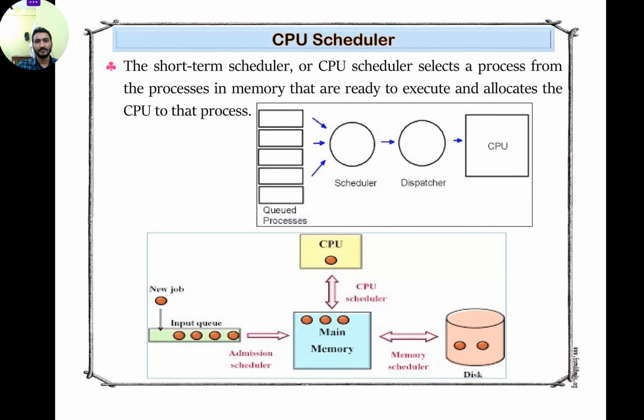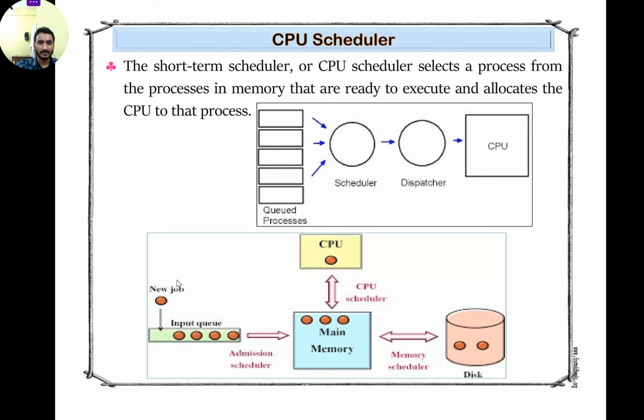Here we discuss the CPU scheduler. The short-term scheduler or CPU scheduler selects a process from the processes, meaning more than one process is there, so we have to select one and give it to the CPU. Here you see the queued processes, the scheduler selects some, and after that the dispatcher gives one process to the CPU. One CPU at a time can take one process and the other processes wait.